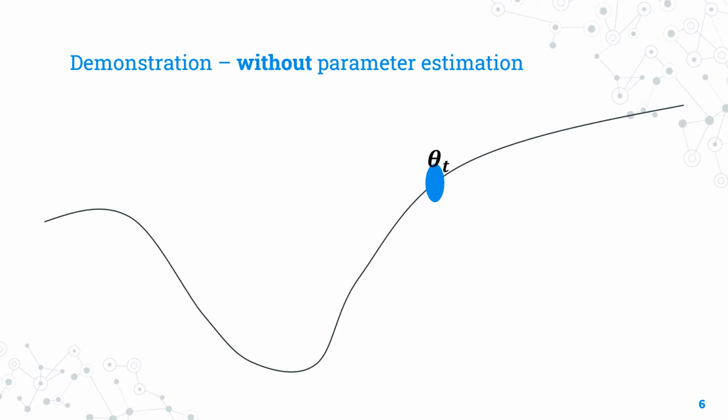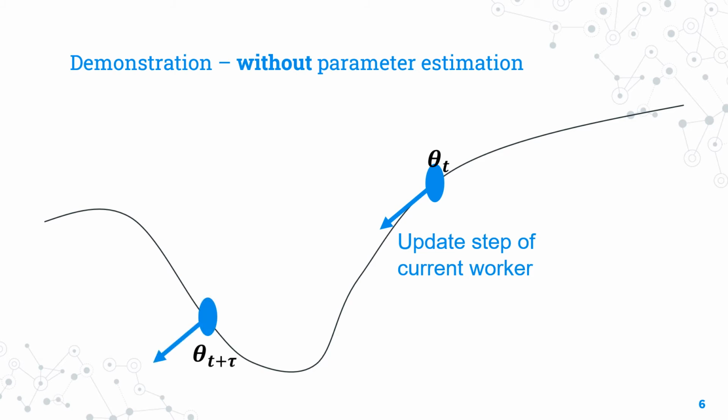Here we see a demonstration when training with staleness without parameter estimation. A worker pulls parameters theta_t and computes a gradient. However, when the worker finishes computing the gradient, the master's parameters are already tau steps ahead. This causes the gradient update to be irrelevant for these parameters.